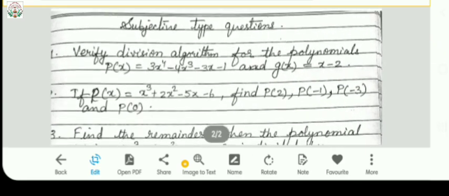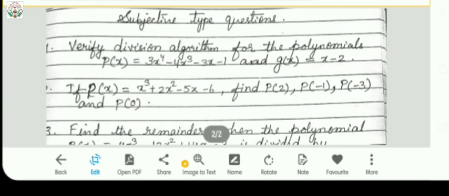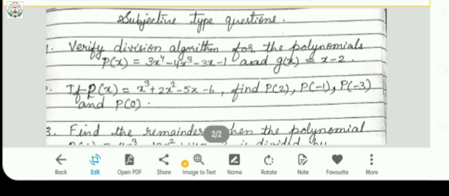Okay, after that let us move to the next one, that is the subjective part. First one is: verify the division algorithm for the polynomial p of x equals 3x to the power 4 minus 4x cube minus 3x minus 1, and g of x equals x minus 2. Division algorithm means you have to go for the long division method. That means you have to divide p of x by g of x.